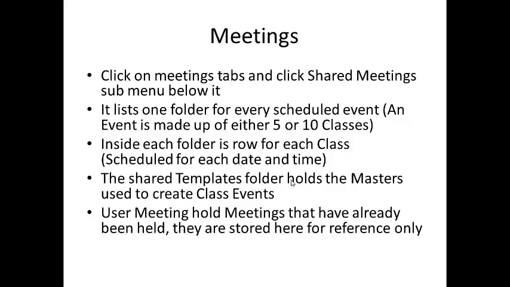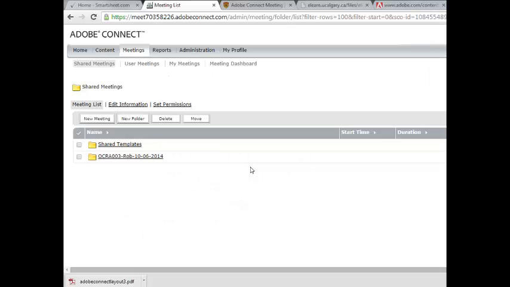Next, we have Meetings. So you will see a tab at the top called Meetings. You want to click on the sub-menu called Shared Meetings. This is a list of meetings that are scheduled. It lists one folder for every scheduled event. Event is either made up of 5 classes or 10 classes.